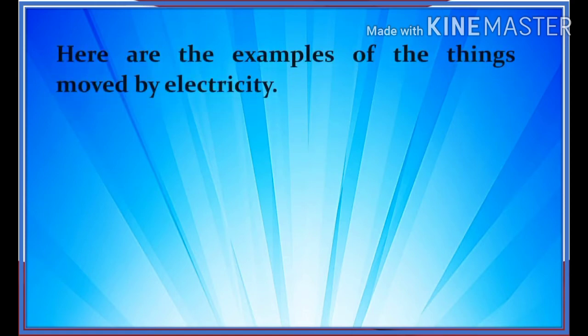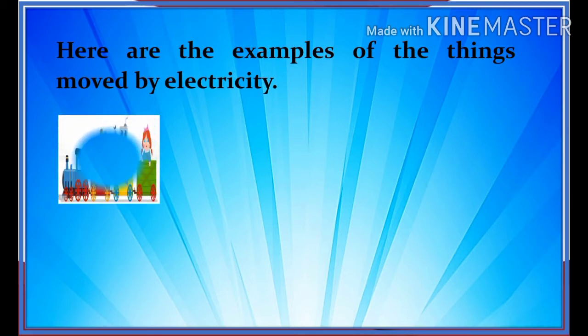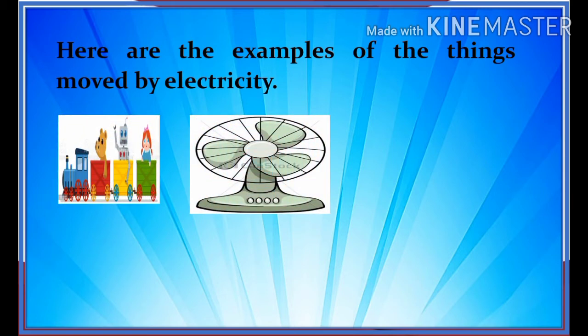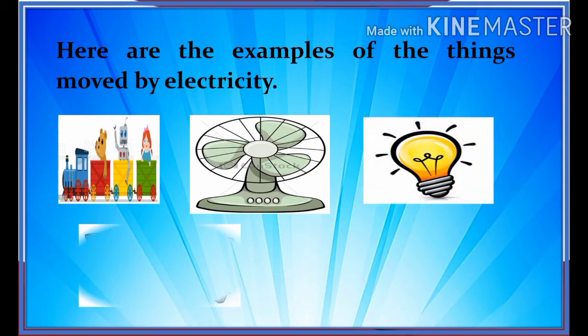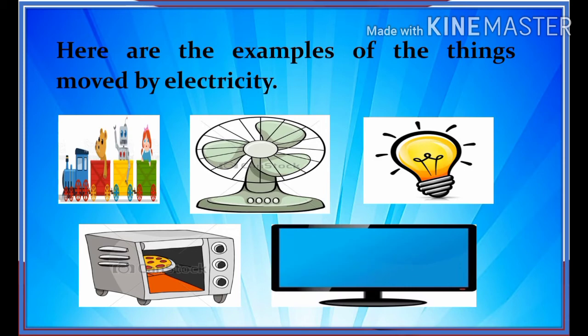Here are examples of the things moved by electricity. So we have the toys, electric fan, bulb, oven toaster, and television. As we can see, electricity is a form of energy that can make the blades of an electric fan move. Electricity from a battery can make a toy car run, and it can make toy trains and dolls move. Electricity can make things move.